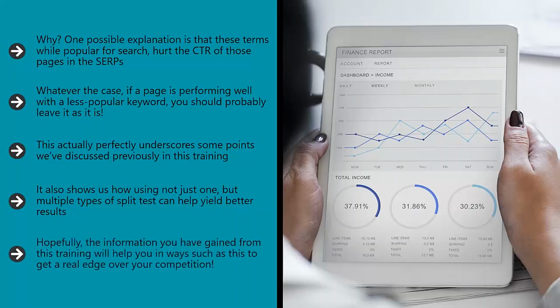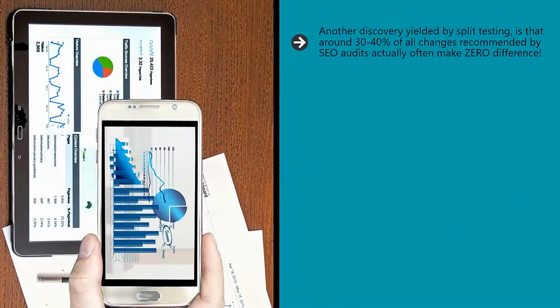Hopefully, the information you have gained from this training will help you in ways such as this to get a real edge over your competition. Another discovery yielded by split testing is that around 30 to 40% of all changes recommended by SEO audits often make zero difference. Once again, this shows us that what works in theory or on paper doesn't necessarily hold up in the real world. And it shows us the value once more of conducting real split tests.